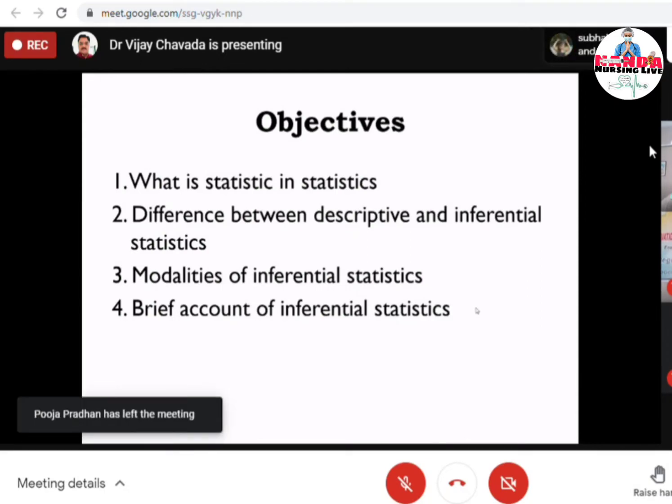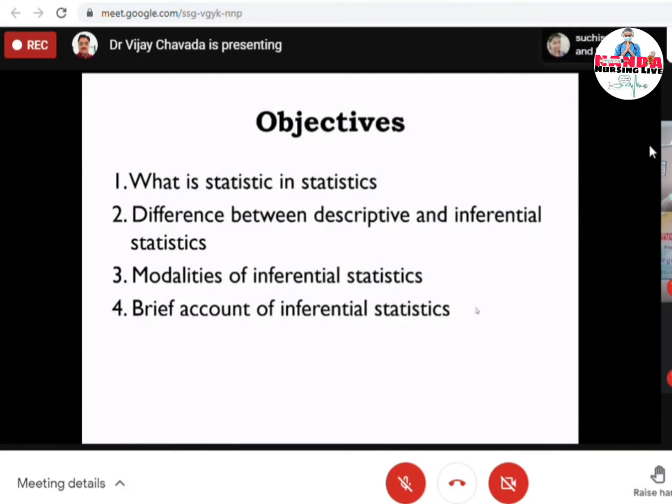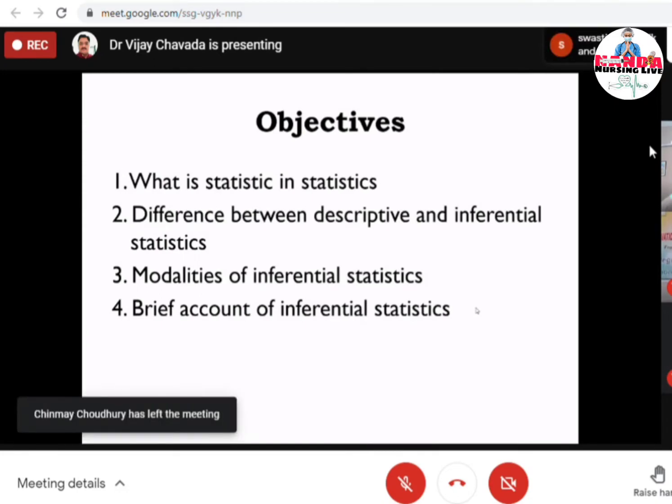Now, in this particular session, what is a statistic? What is the difference between descriptive and inferential statistics? What are the different inferential statistics? And what is the brief about inferential statistics and its importance?